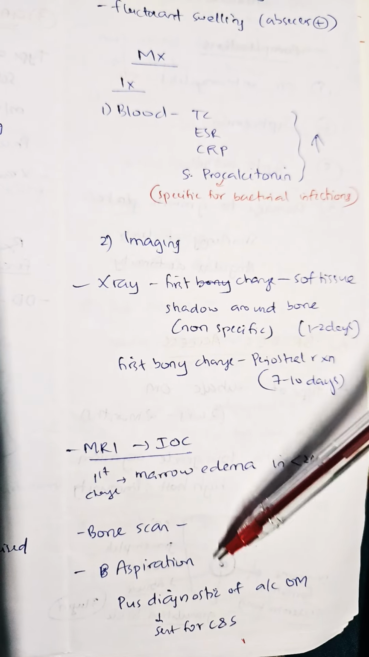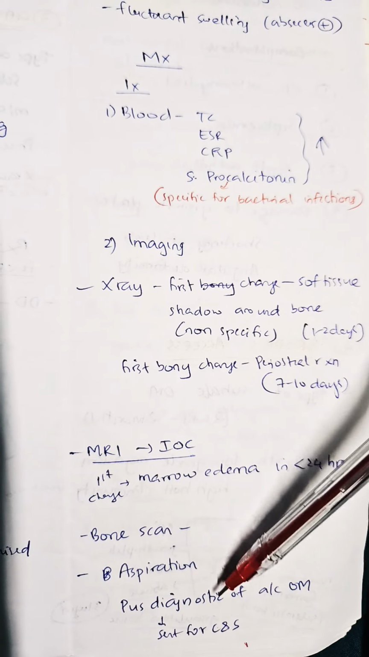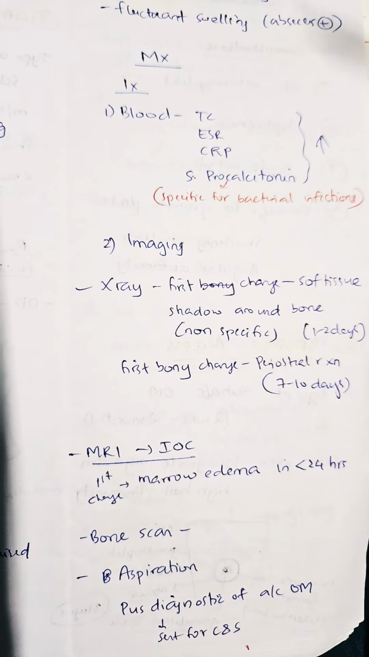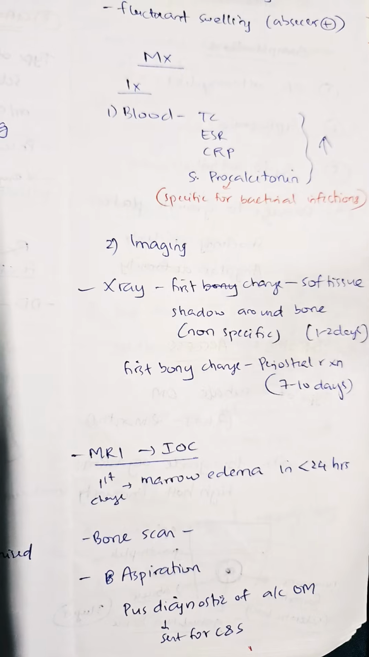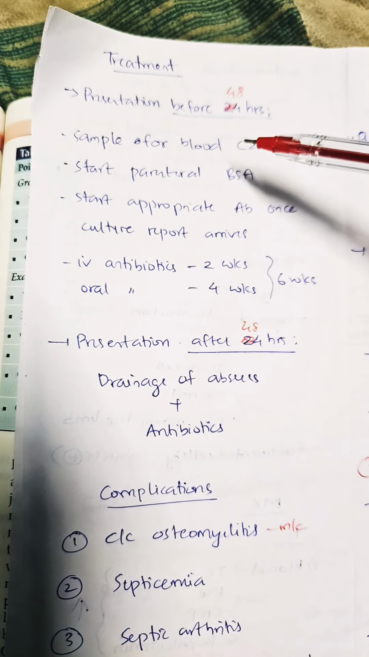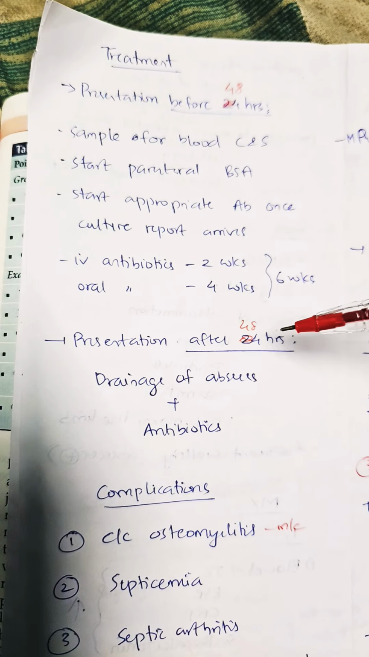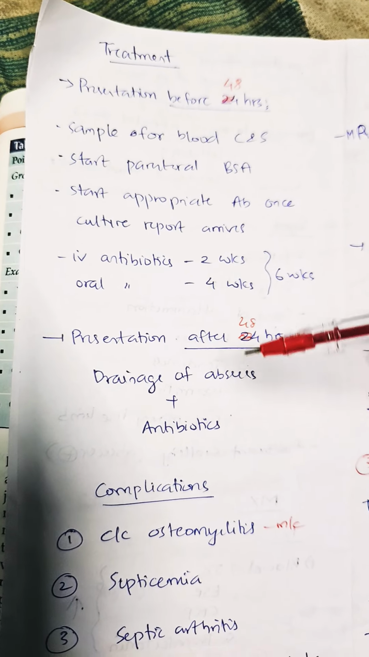So if on aspiration you get pus, then it's diagnostic of acute osteomyelitis and you can send this pus for culture and sensitivity, and antibiotics can be given based on this result. Coming to the treatment, if the patient presents before 48 hours, there is no abscess formation. And if he comes after 48 hours, there can be abscess formation. So you have to drain it.